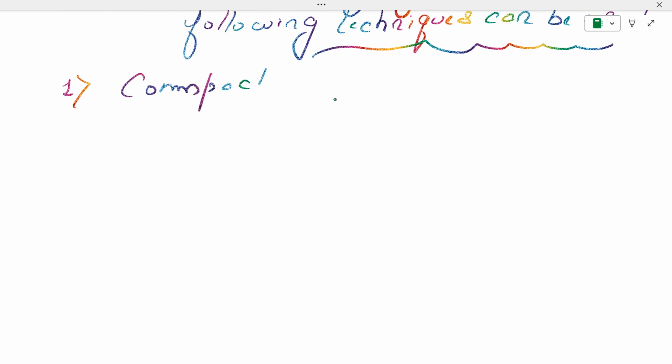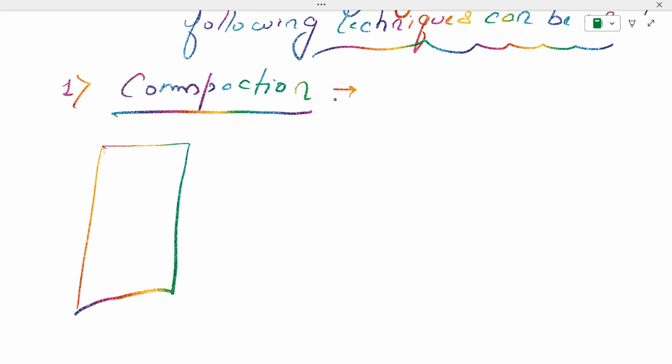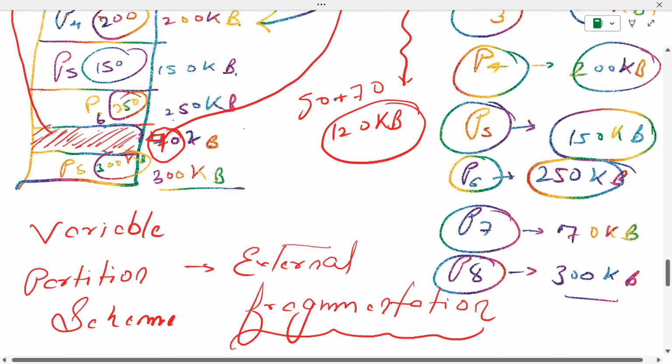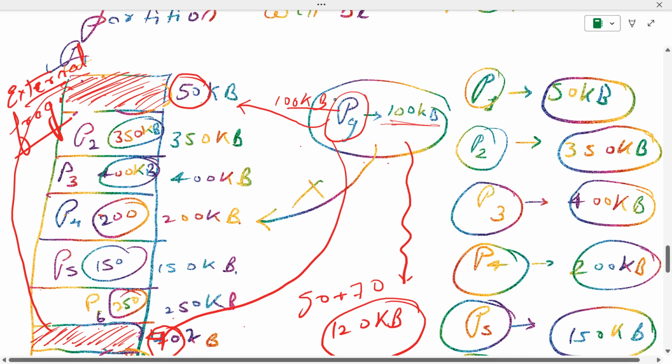In compaction, what happens is that we move all the processes in one direction. Either we move all these processes upward, like here, or we move all the processes downward, so as to make space for the new processes. External fragmentation only happens when we can't use the unused space, like that happened in the very first example. We already had 120 kb of space, but we were not able to use that 120 kb for a new process of 100 kb.